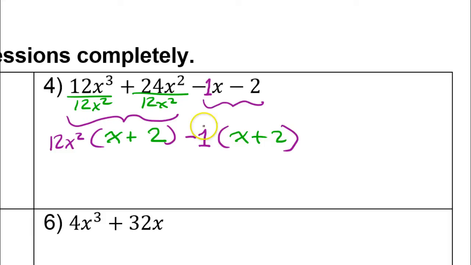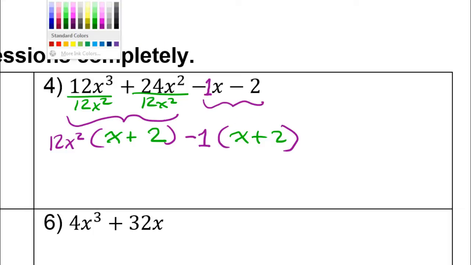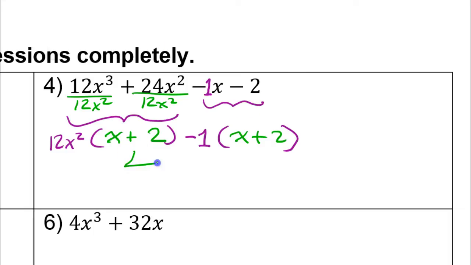Now imagine that I did the distributive property with -1. -1 times x would give -1x. -1 times 2 would give -2. So it is equivalent. Now that I have these parentheses that are the same, x plus 2 is a common factor. So therefore I can pull it out front. That's going to leave behind 12x squared minus 1.